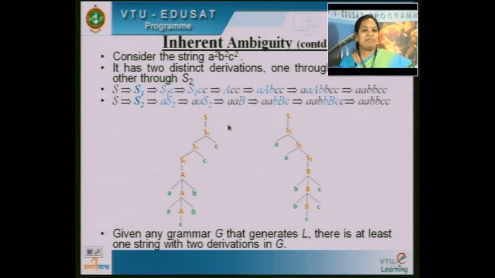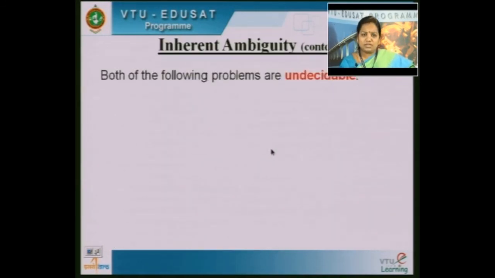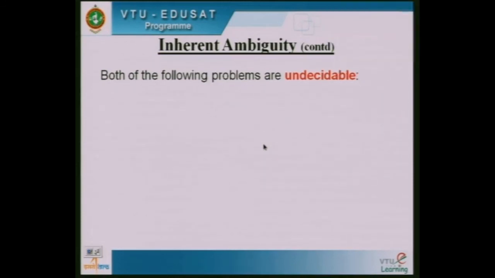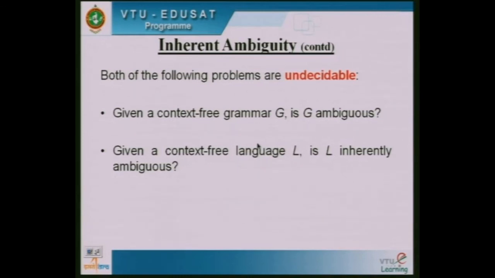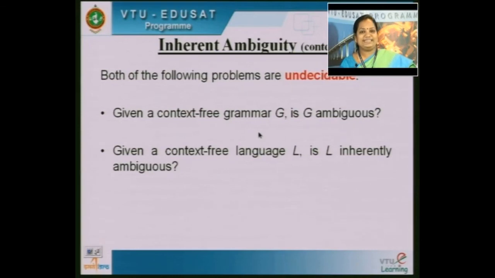By default, this grammar is ambiguous because I have two alternatives at the start of the derivation, S deriving S1 or S deriving S2. Hence, such types of grammars are inherently ambiguous grammars, from which we cannot reduce or eliminate the ambiguity. So, both of the following problems are undecidable. Given a context free grammar, is the grammar ambiguous? Given a context free language, is that language inherently ambiguous? For these two questions, we do not have any algorithms as such. Hence, these are undecidable problems.